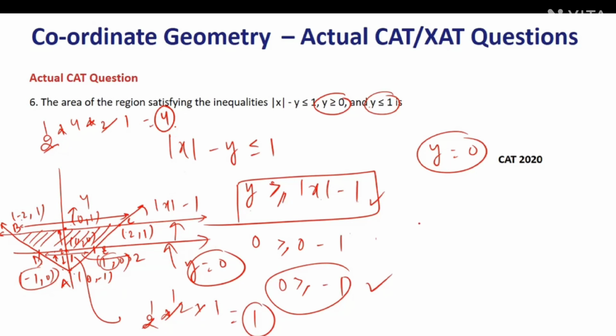Bigger triangle area is 4. The difference is 4 minus 1 equal to 3. That's the answer to this question. Again, a beautiful question from CAT 20.